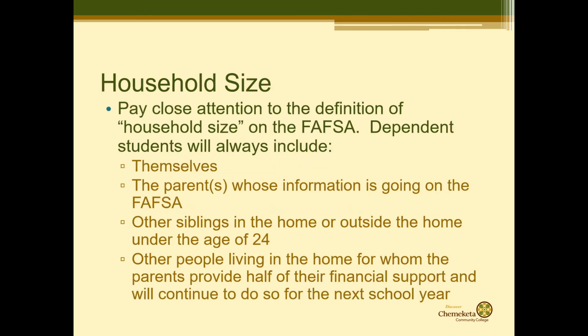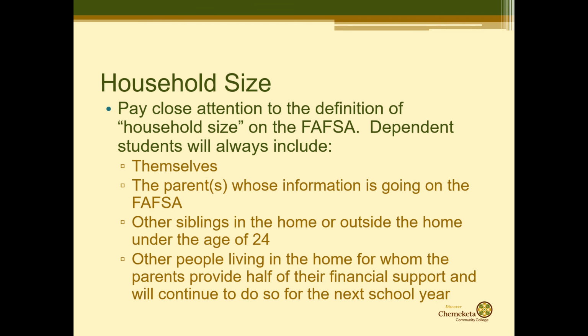Pay close attention to the directions when you come to the household size questions. These definitions are specific and may not only be the people who live in your home. For dependent students, most students under the age of 24, you'll always count the student in the household, the parents whose information is included on the FAFSA or ORSA, other siblings in the home, and any other people living in the home for whom the parents provide more than half of their support and will continue to do so for the next school year.